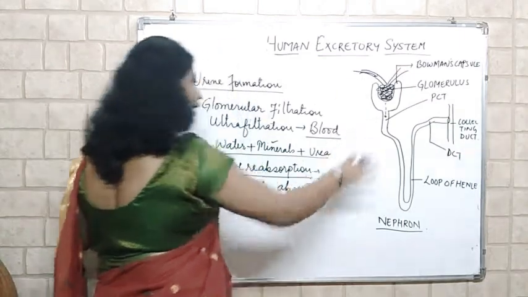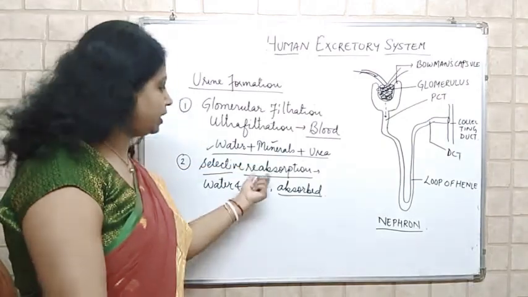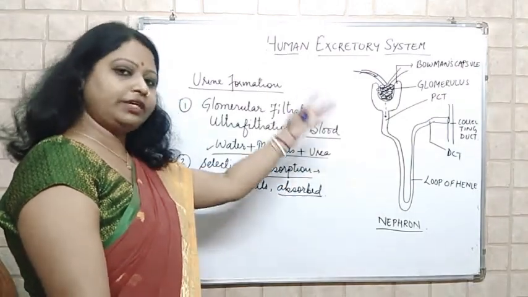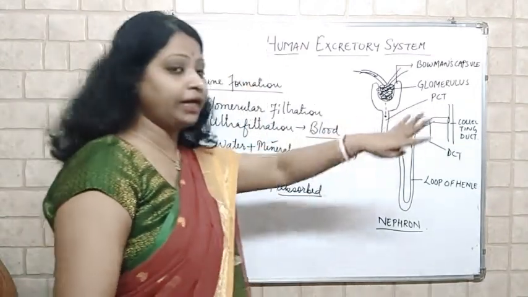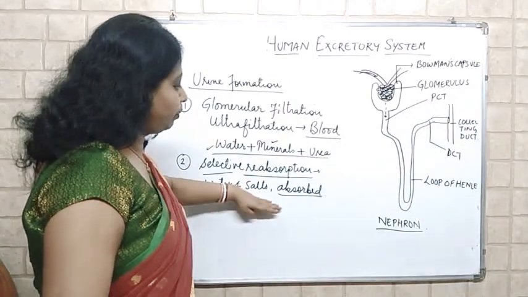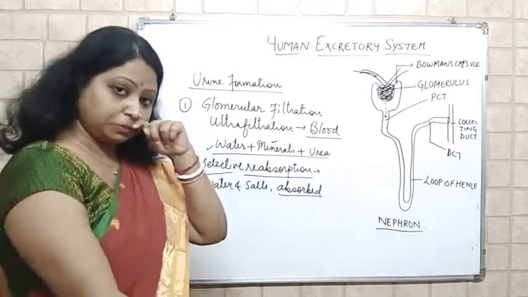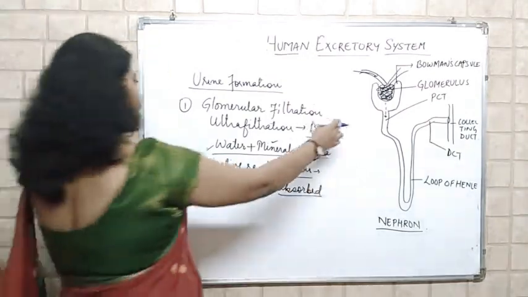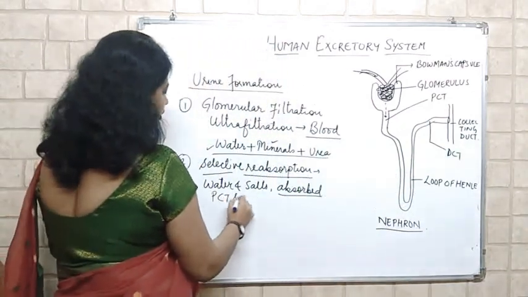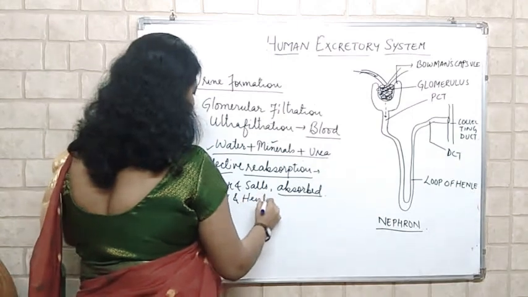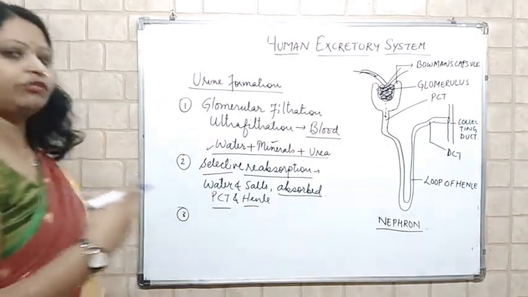They are absorbed again and again, so we call it selective reabsorption. Whatever is necessary will be absorbed by the body. But during this final movement, again, water and all the important salts are absorbed. That's why we call it selective reabsorption. This is done by the PCT and loop of Henle.